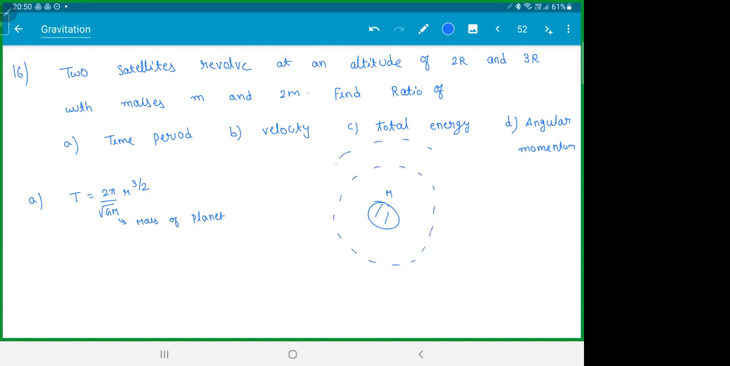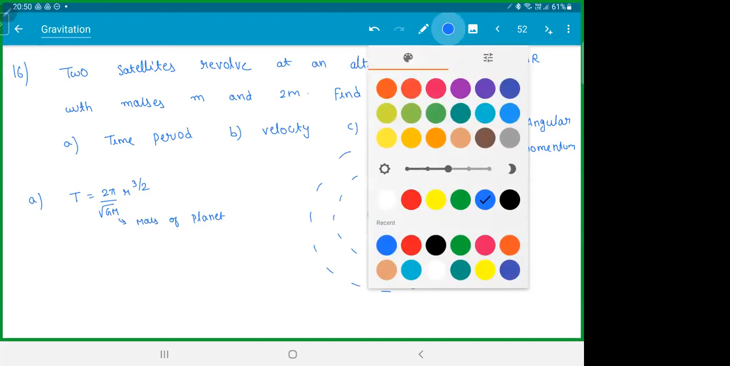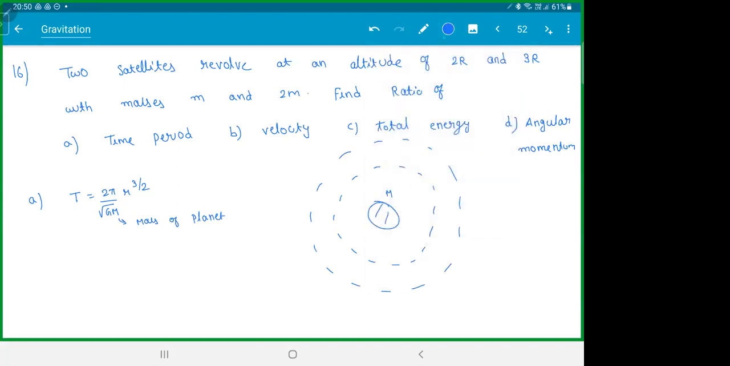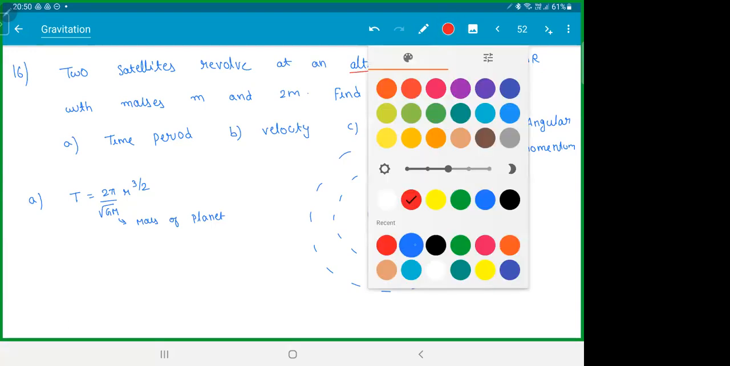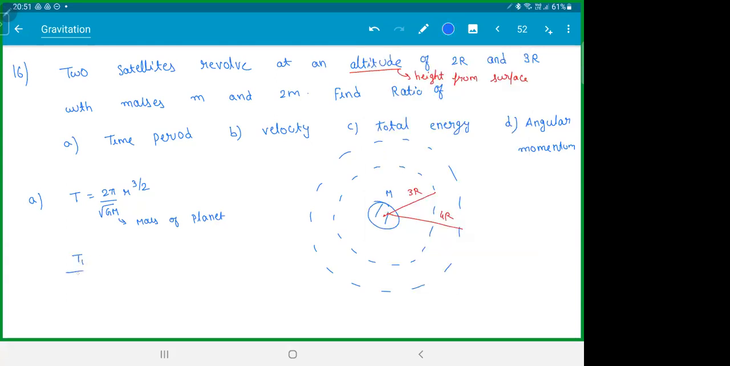Altitude means height. That means these distances are actually, one is going at a distance of 3r and the other is going at a distance of 4r. Be careful, altitude and distance from the center are completely different. Altitude is height from the surface. If you take 2r and 3r, you'll get wrong answers, because in the formula, it is the distance from the center. So T1 by T2 will be 3r by 4r whole to the power of 3 by 2. So 3 by 4 whole power 3 by 2.